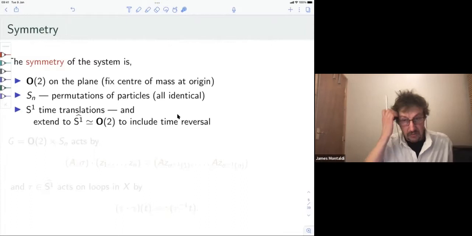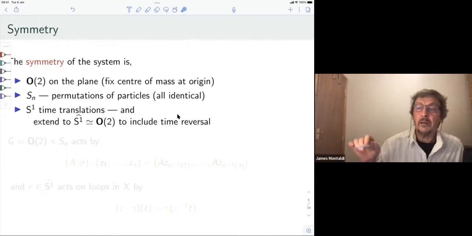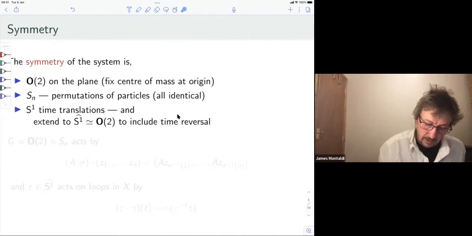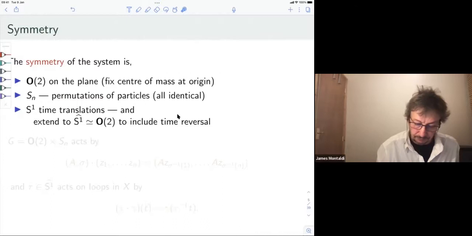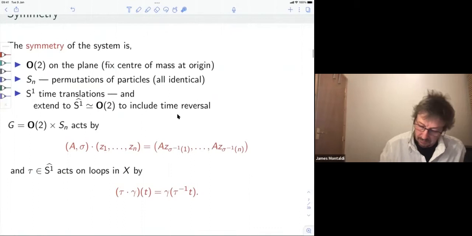So if you think of the figure 8, if you move a third of the period, then there's a permutation of the particles. Particle 1 would go to where particle 2 is, 2 would go to where 3 is, and 3 would go back to where particle 1 is. So that's a time translation combined with a permutation. So the action of the symmetries is the obvious thing. If you write down actions of groups, I won't labor that one.